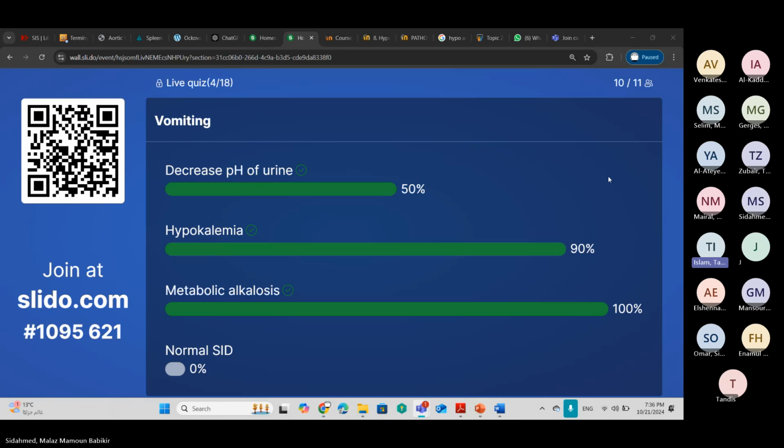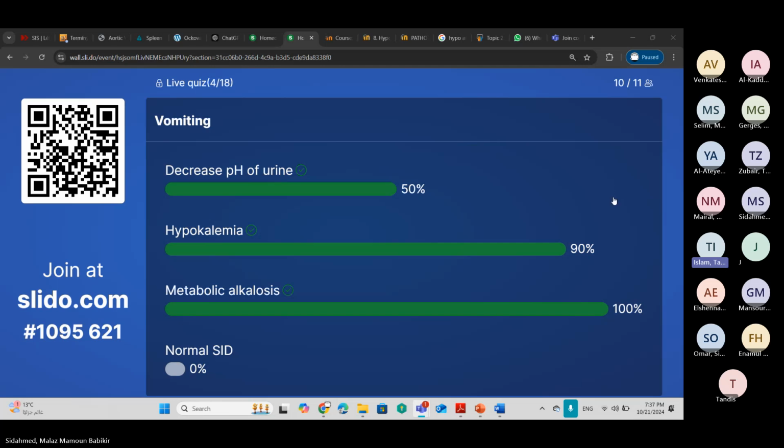Okay, no, I think this is wrong actually. The decrease in pH of urine, yeah, I think this is wrong. No, it is supposed to be correct. It is correct because when there's vomiting, there is loss of fluid. So this is hypovolemia, and the compensation for hypovolemia is the release of aldosterone. Aldosterone works on the kidney by reabsorbing sodium, with water following, and excreting potassium and H plus, and that's why the pH of the urine decreases.